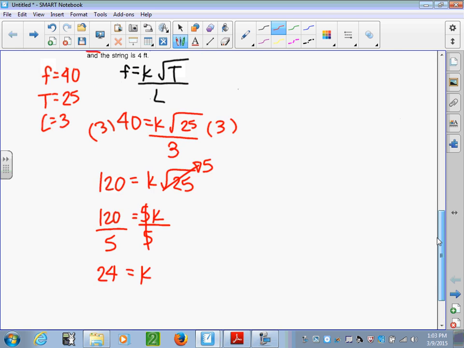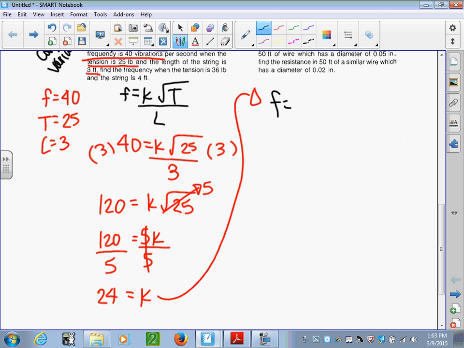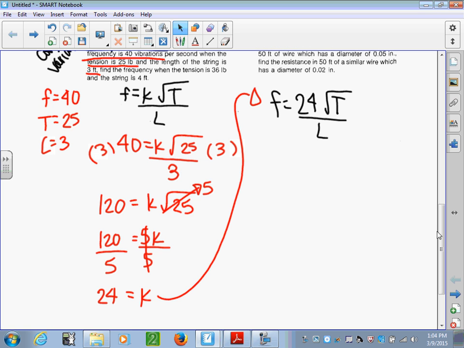So this is my k. Now I'm going to take my k and plug it back into the original equation. Then we have f equals my new k I found, which is 24, square root of t all over L. Now let's go back to the problem and see what it's telling me to find. I want to find the frequency when the tension is 36, so T equals 36. And the string is 4 feet long, so L is 4. Let's plug these in and find our frequency.